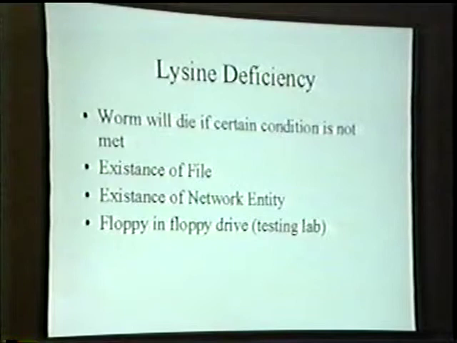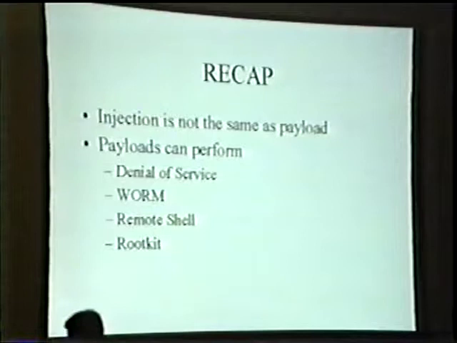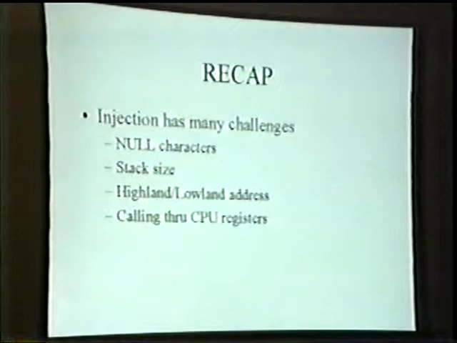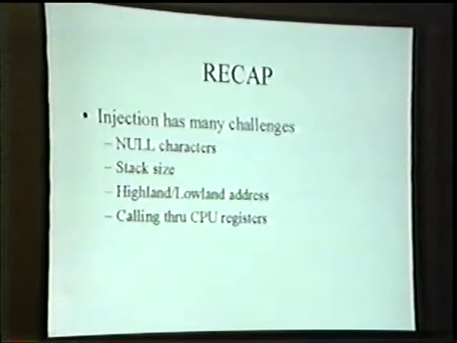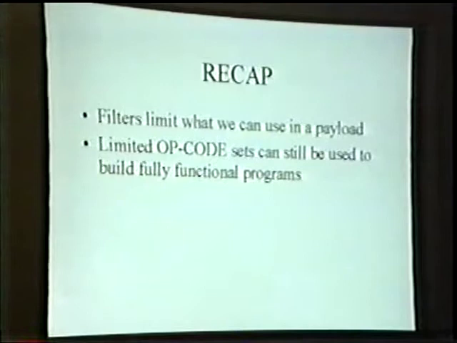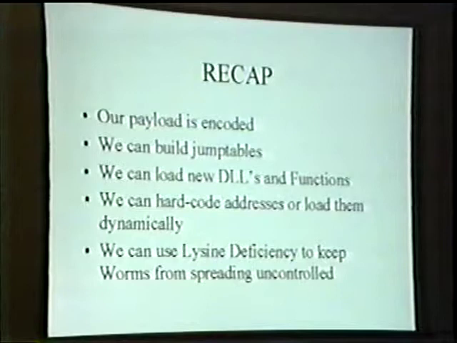Okay, so recap. The injection is not the same as the payload. Payloads can perform a variety of things: denial of service attack, a worm, remote shell, rootkit. There are many, many, many challenges with injection: nulls, obviously, stack size, different character encodings, high and low address. You have to be able to get to the stack or wherever your code is being stored, so there are tricks like calling through CPU registers. I've shown you that a limited opcode set can still be used to build a fully functional program. Our payload has to be encoded. We can build jump tables, we can load any DLL in the system, find functions, and we can hard code the addresses, saving space, or load them dynamically. And we can use lysine deficiency to keep our worms from spreading uncontrolled. Thank you very much.